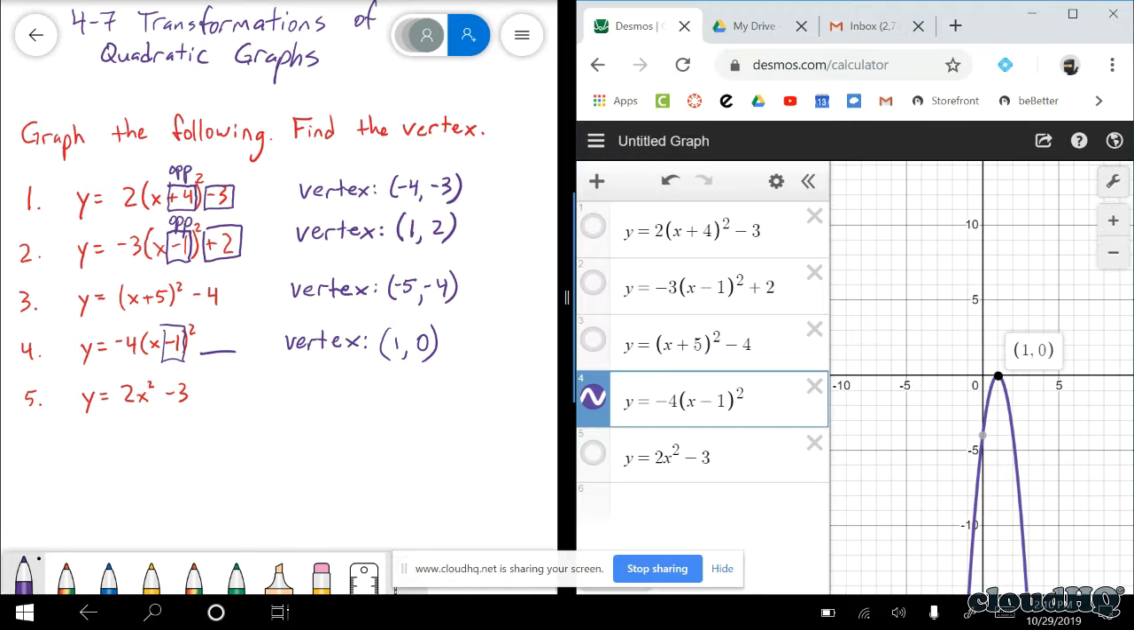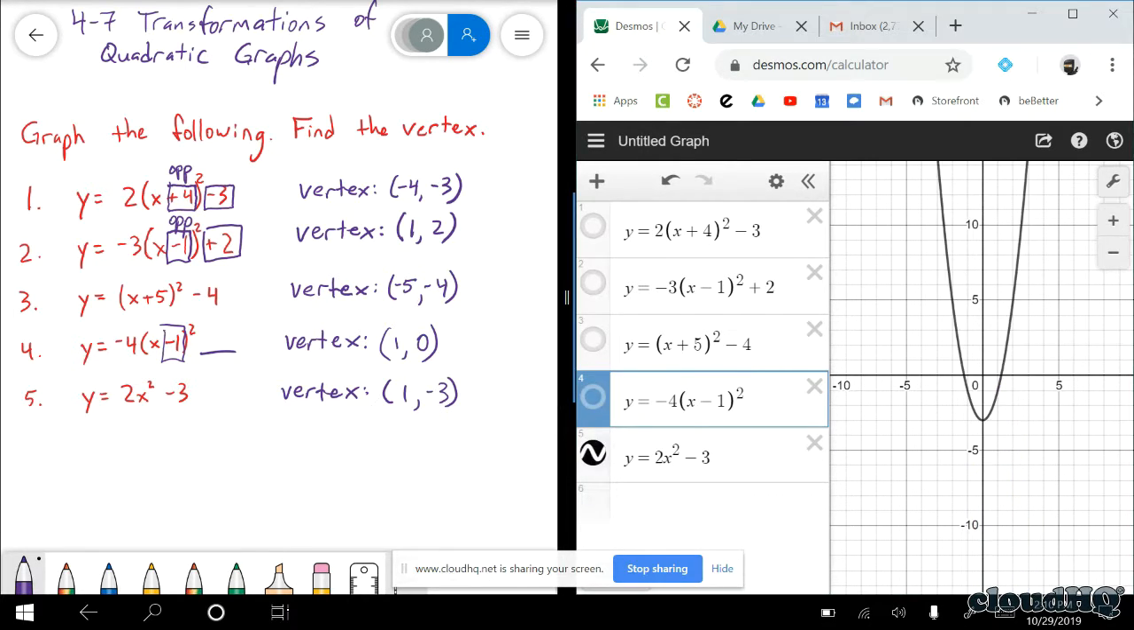What about the fifth one? Probably the trickiest looking one of them. What about an x coordinate here? Can we anticipate the x coordinate? There's not even parentheses. Does anybody have a guess? 1. 1 is a guess. What do we have for y coordinate? -3. Let's check it out and see if it's correct. Oh, it's actually a 0.